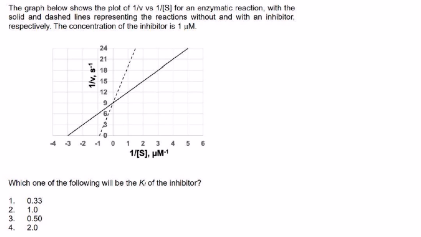So in competitive inhibition, what is happening is the inhibitor molecule will compete with the substrate for binding to the active site of the enzyme. So that is a competitive inhibitor. Now what they have asked is, we have to find the Ki of the inhibitor.